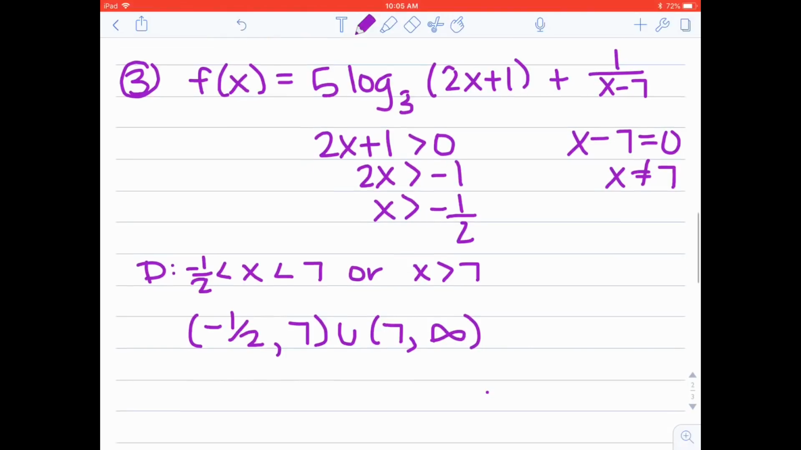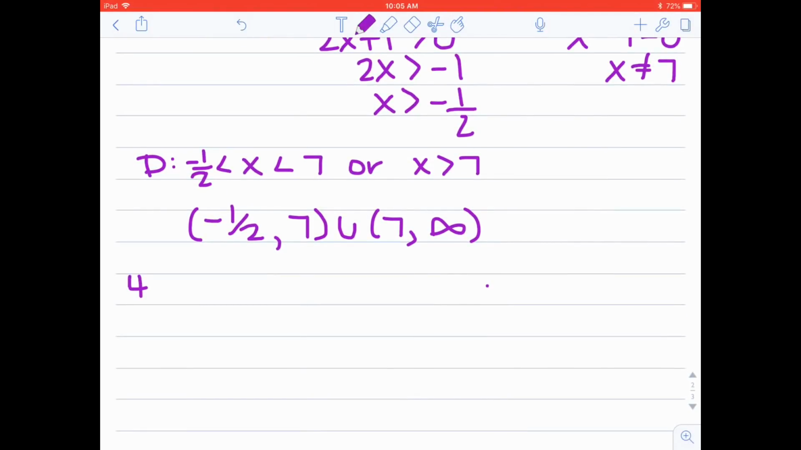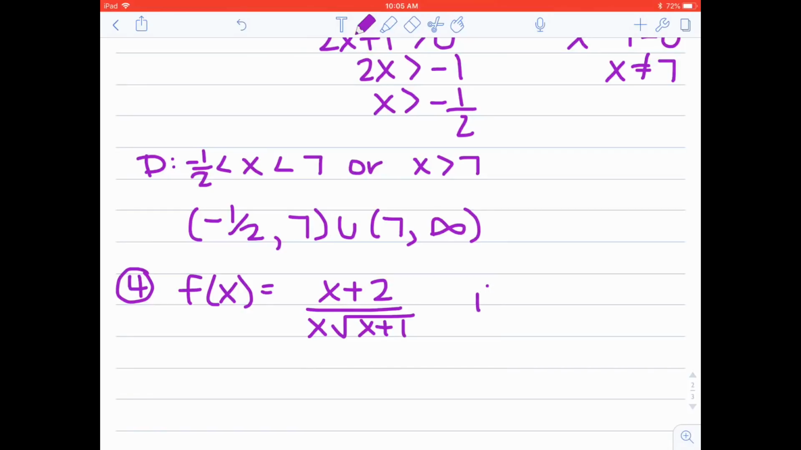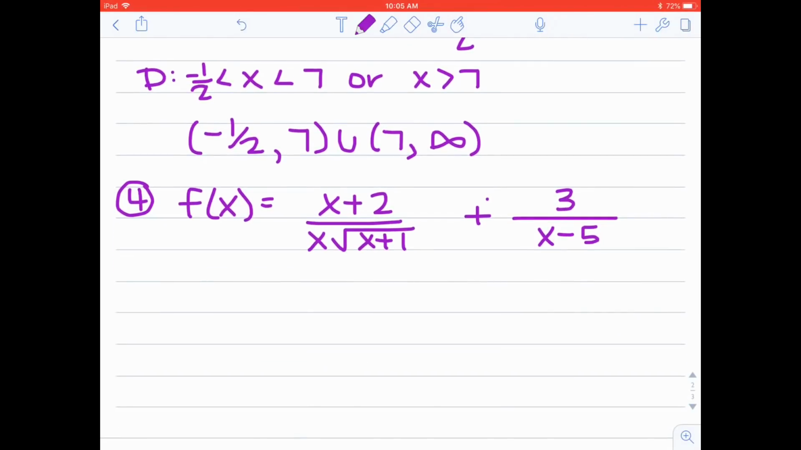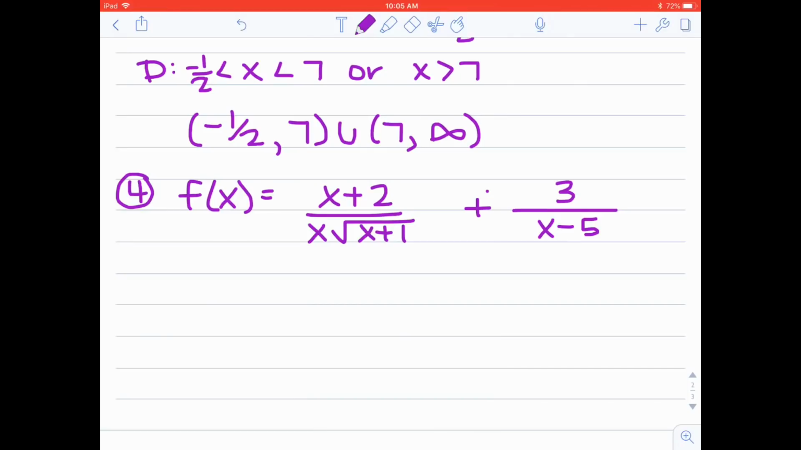All right, and one last example. We're going to add lots of things to this one. So this one's x plus 2 over x square root x plus 1, plus 3 over x minus 5. Okay. So we have two rational expressions. That means that we have different ways that the denominator could equal 0.